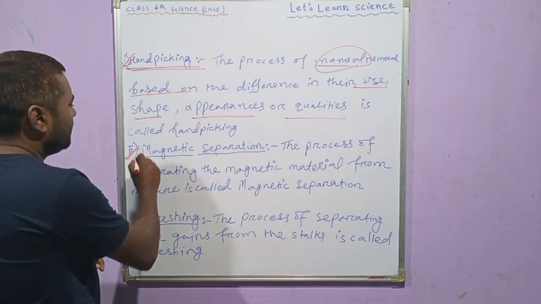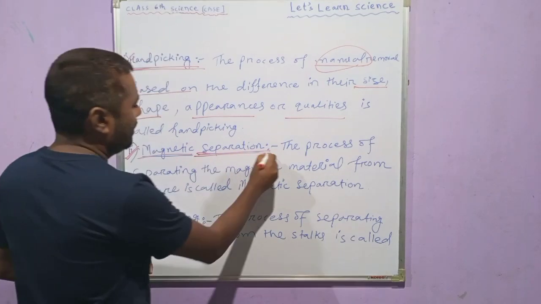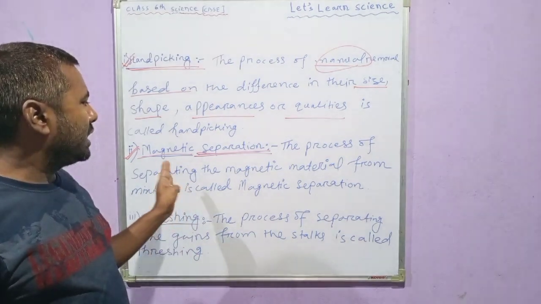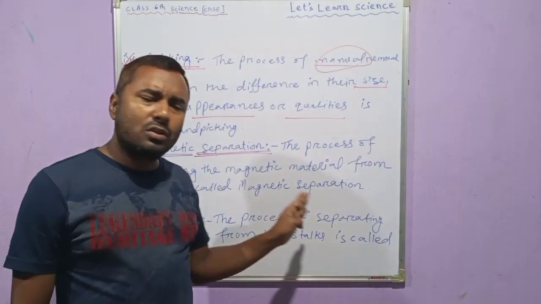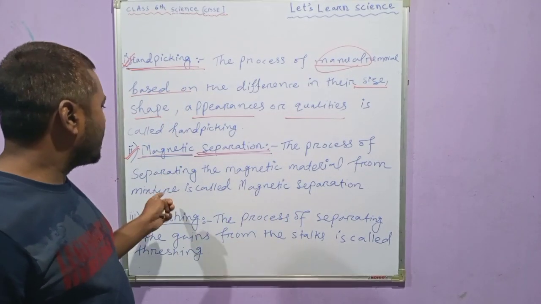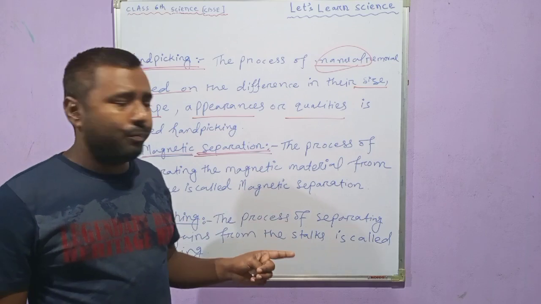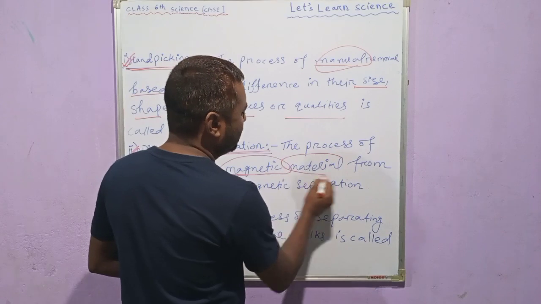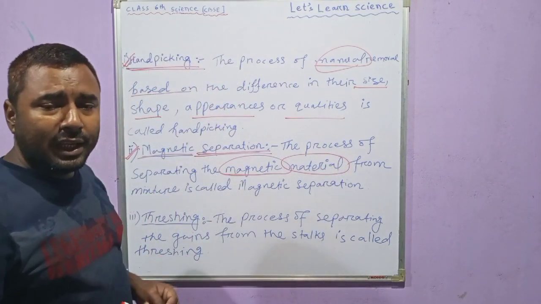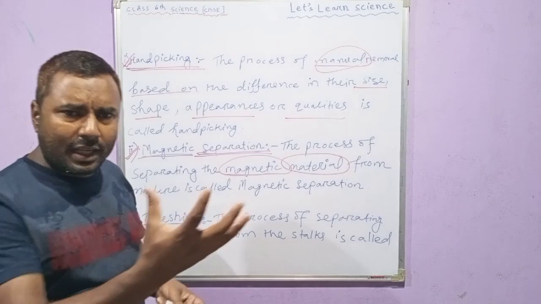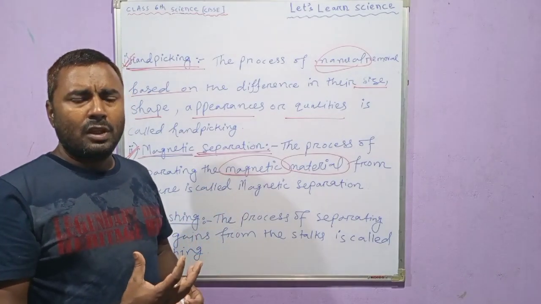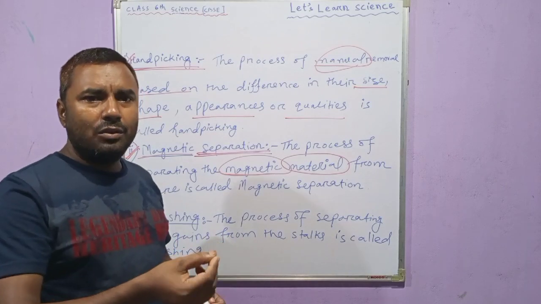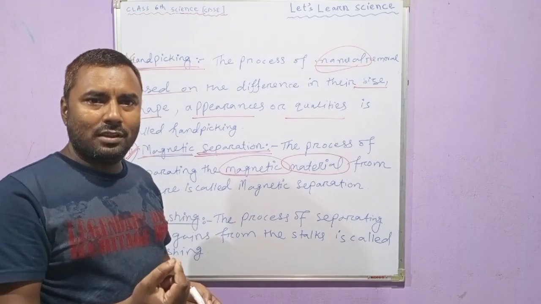Next, let's see magnetic separation. Again, this is a physical method that is used to separate the components of a mixture. Let me clarify these terms first. Magnetic material means material that is attracted by a magnet. Suppose you bring a piece of plastic near a magnet, will the magnet attract the plastic?